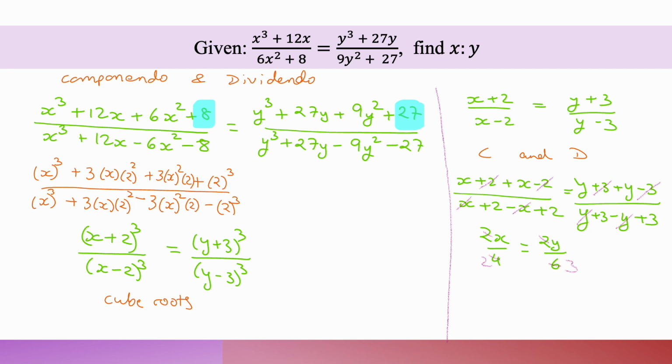And now applying the property of alternendo, we get x upon y is equal to 2 upon 3. So our required answer, the ratio x is to y, is 2 is to 3.